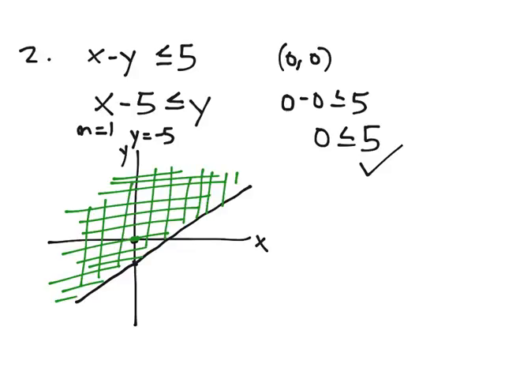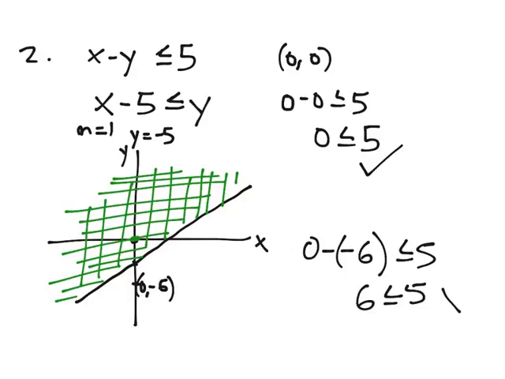And to double check, we choose a point that's not in this region. Say, for example, -6, 0. 0 minus -6 is less than or equal to 5. 6 is less than or equal to 5. That's incorrect. So this region does not satisfy our answer. And since it's less than or equal to, we also include our line in our answer.